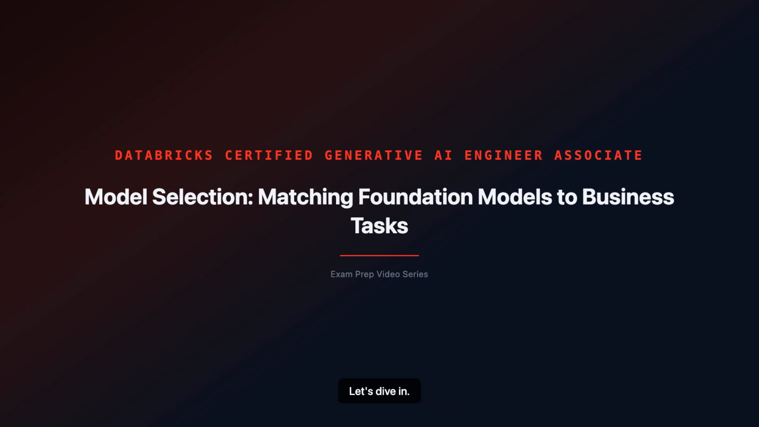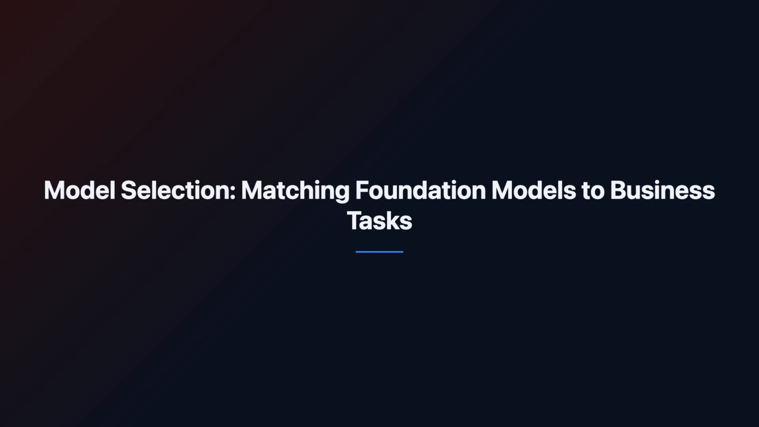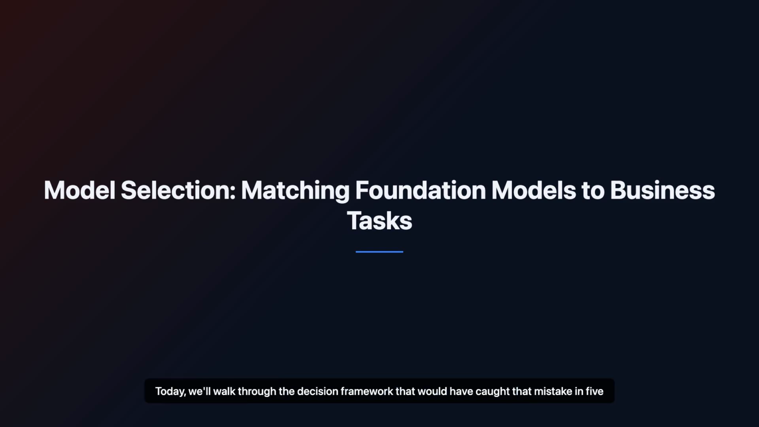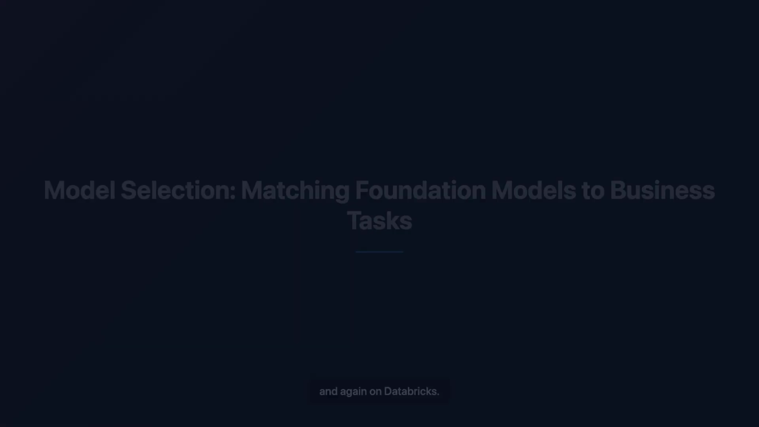Let's dive in. A Series B startup burned 2 weeks of provisioned throughput budget on a model that cost twice as much for identical results. Today, we'll walk through the decision framework that would have caught that mistake in 5 minutes. The 5 attributes experienced engineers filter on, the context length rule that decides between a 32K and a 128K model, and the endpoint names you'll reach for again and again on Databricks.